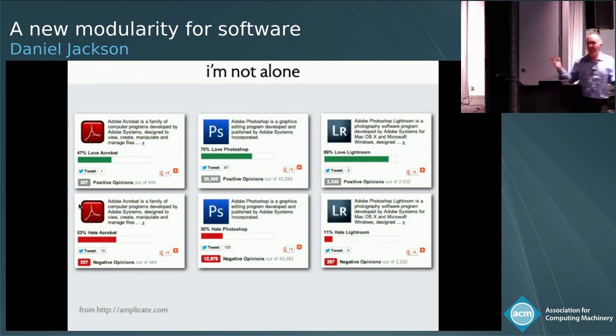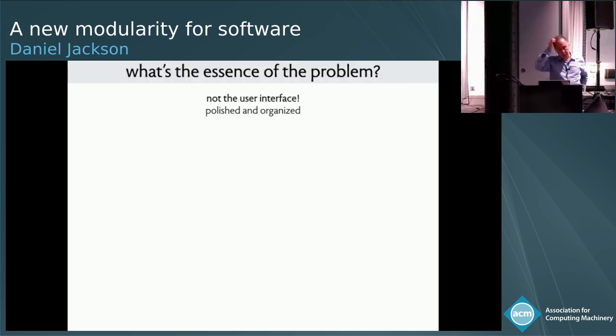So what could it be about these applications that puts them on the spectrum? And if we could somehow figure that out, could we design our products so they all look like Lightroom rather than looking like Acrobat? So what is the essence of the problem? Well, the first thing I should say is that I don't think it's anything to do with the user interface in the traditional sense. In all cases, these are professional user interfaces that are polished and well designed.